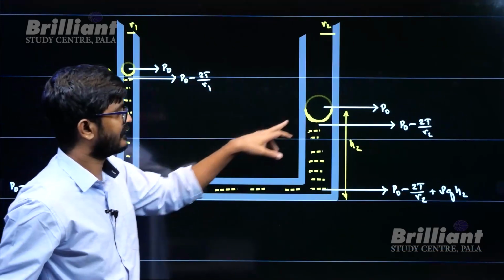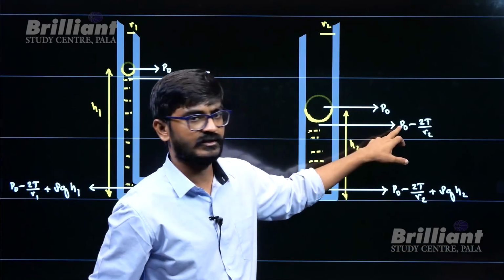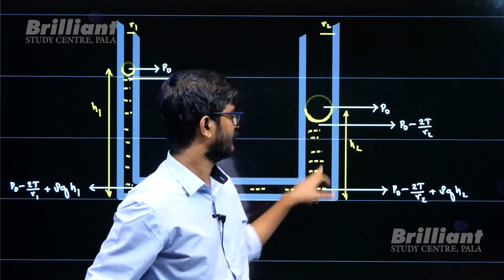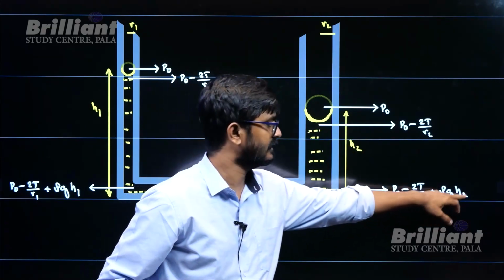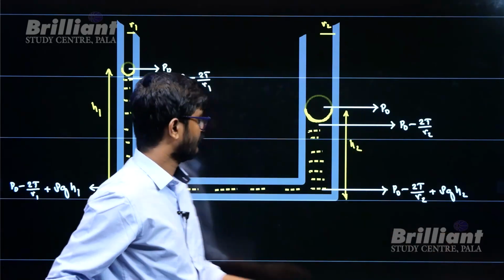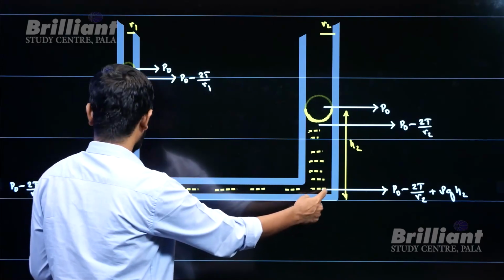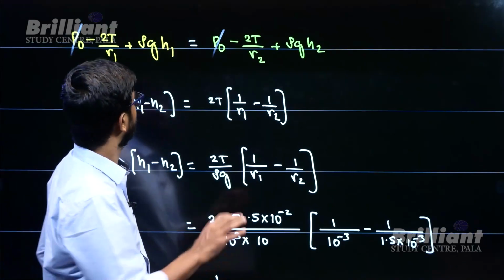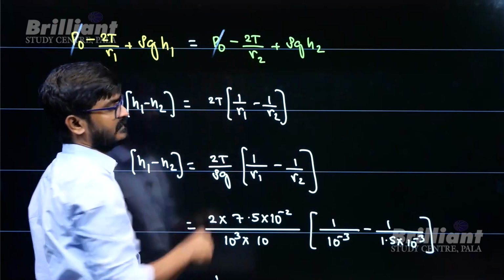Similarly, if the pressure here is P0, the pressure here will be P0 minus 2T by R2. When you go down, the pressure will increase by rho g h2. As this is in equilibrium, this pressure and this pressure must be the same.